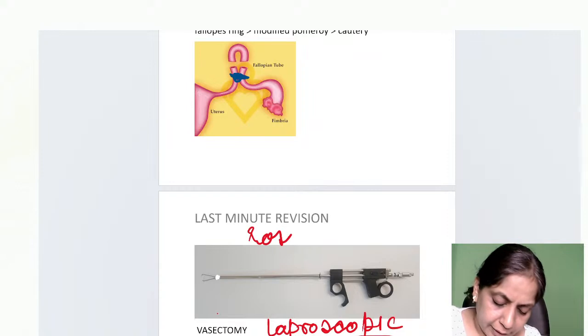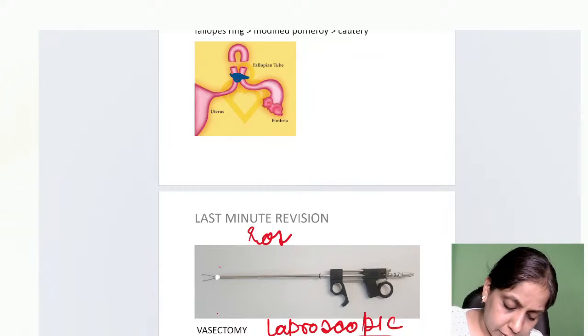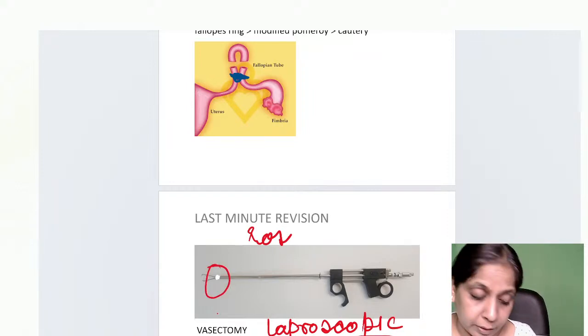Okay, it is a fallope ring applicator. Here you can see the fallope ring located at one end.